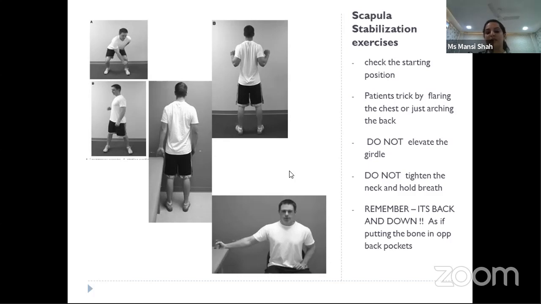The most common trick movements that patients do are flaring the chest or arching their back. We need to be careful that they do not elevate the girdle. For the beginning, we always try to put the patient in front of the mirror, ask them to look at themselves so that they can have a feedback of what is right and what is wrong. We also tell them not to tighten their neck or hold their breath. The only key point over here is, remember, it is back and down. They need to understand that the scapula that they are going to brace behind has to go down and back, as if they're going to put it in their back pockets.